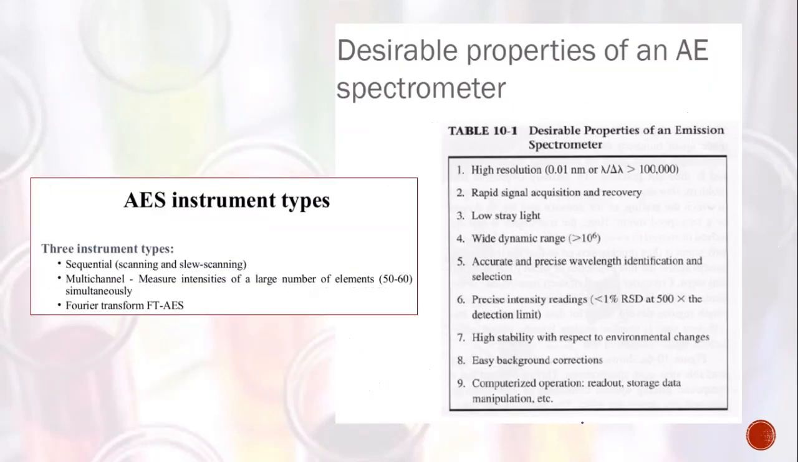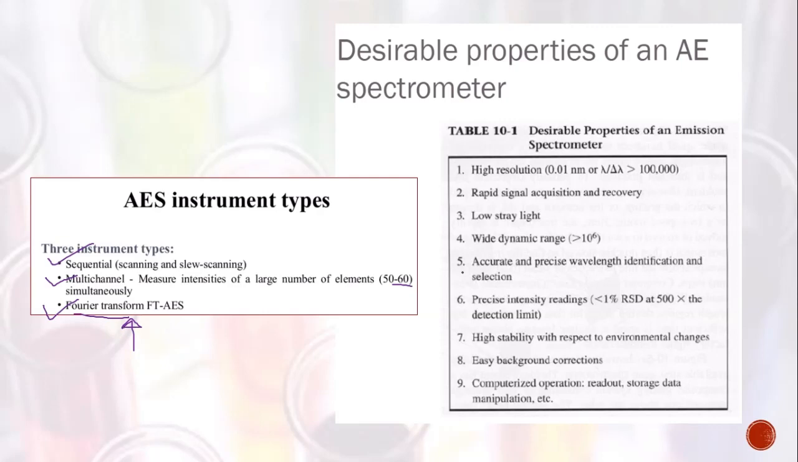So I have just put an example of some of the atomic emission spectroscopy instrument types that exist, such as what we call sequential scanning and slew scanning machines or instruments. We have a multi-channel that is able to measure intensities of a large number of elements at the same time, about 50 to 60. And we also have Fourier transform. I'm sure you probably have had Fourier transform, or you may come across it in another technique.